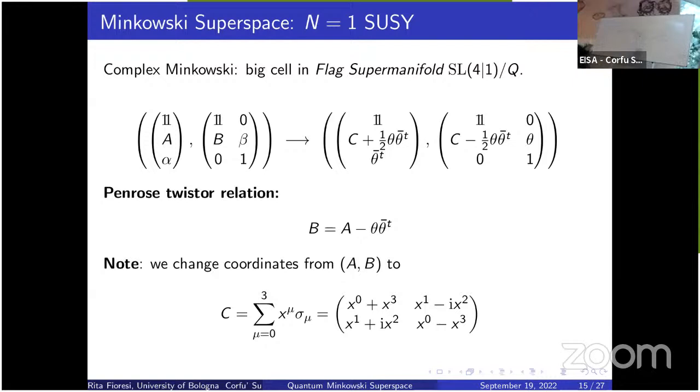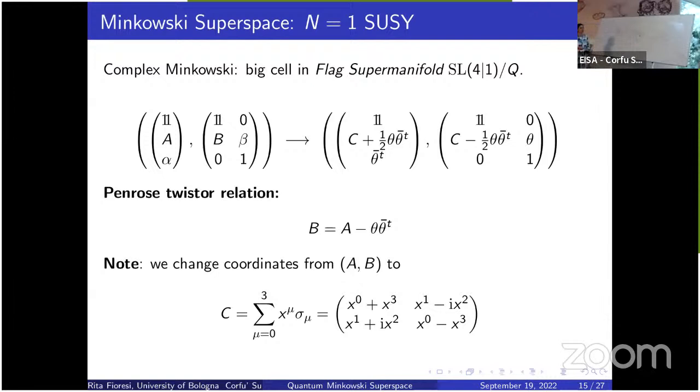So flag, what is a flag? A flag, you need to look at subspaces, a 2|0 subspace inside the 2|1 subspace inside the 4|1. So they become a more complicated object. And in fact, this is what is called the Penrose twister. And there will be a relation because you want this subspace to be inside this one. So you get a twister relation.